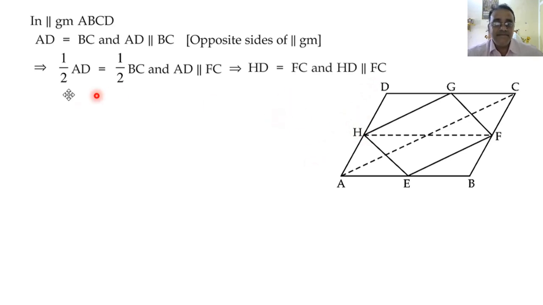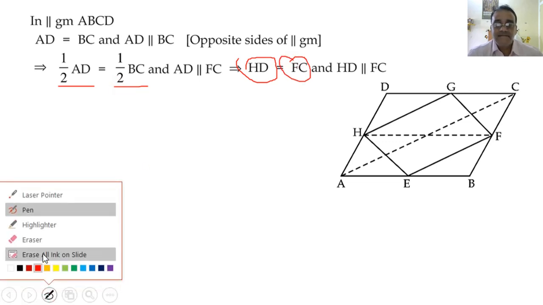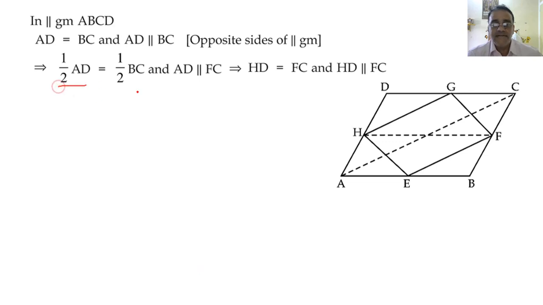So in the next step let us write: half of AD becomes HD and half of BC becomes FC. Why? Why is half of AD equal to HD? H is the midpoint of AD. Right, very good. H is the midpoint of AD and half of BC is equal to FC because F is the midpoint of BC. So is this step clear to all of you? Yes, sir. Okay.